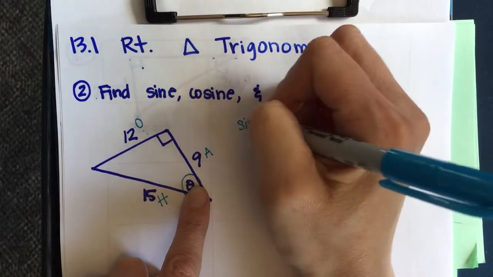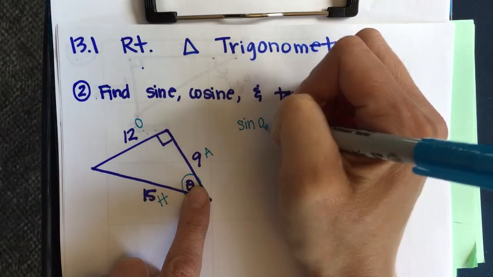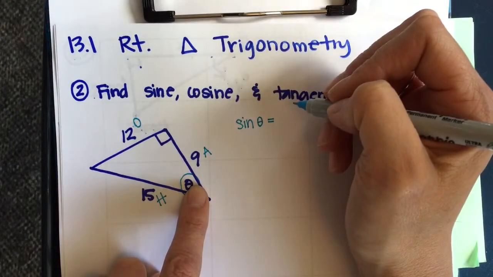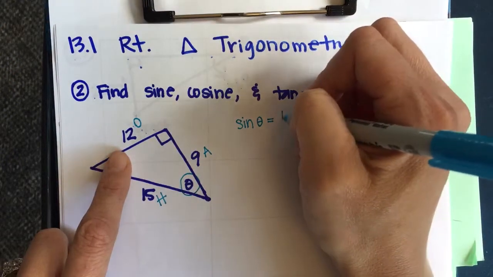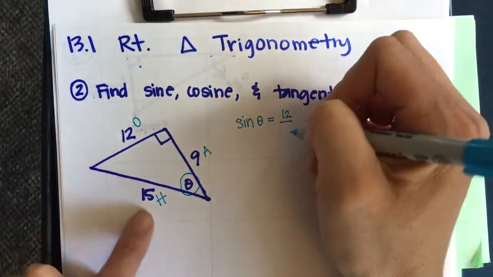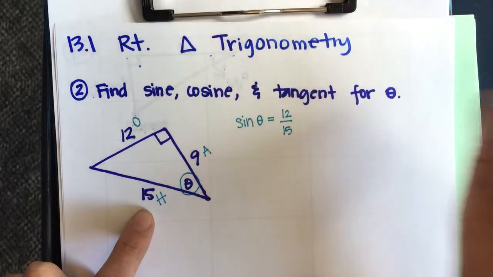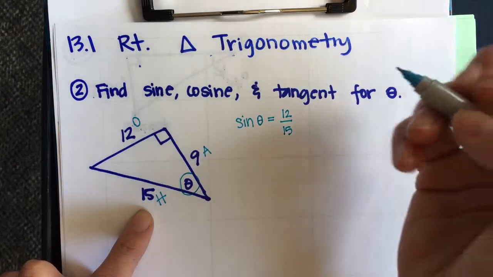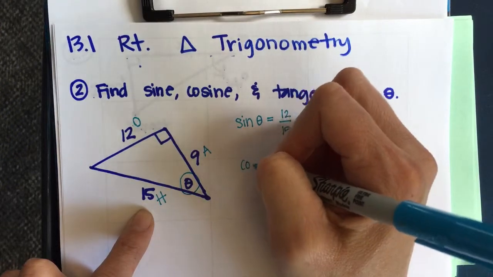So sine of, you need an angle. That angle is theta. Sine is opposite over hypotenuse. 12 is the opposite. 15 is the hypotenuse. You can reduce 12 over 15, or it's fine with me if you leave it. Cosine of theta.